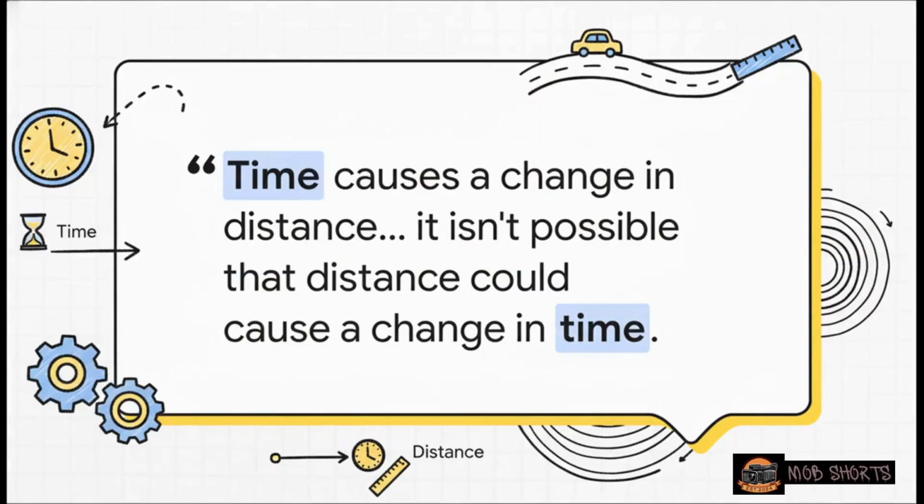Make sense? This is a fantastic little trick to check if you've got it right. Just try to put the two variables into a sentence like this. Does time cause the distance you travel to change? Yes, of course. Can the distance you travel cause time to change? No way. So time is the cause, it's independent, and distance is the effect, it's dependent.